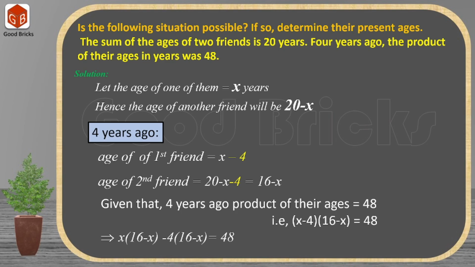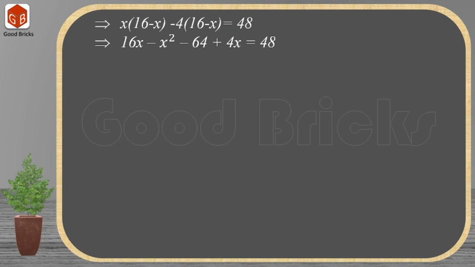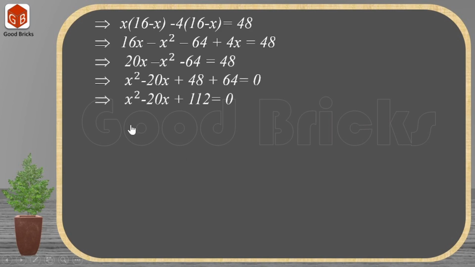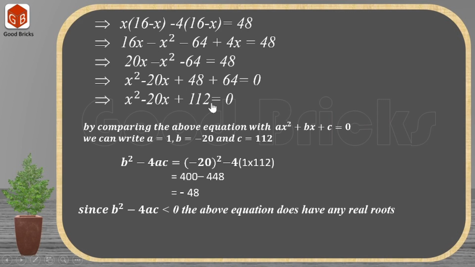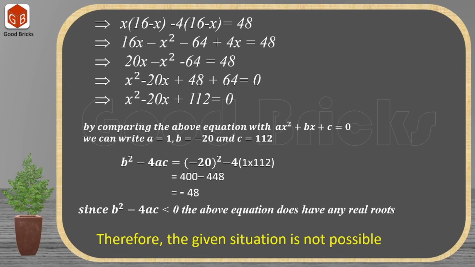Now you have to simplify, and after simplification you will get as shown here on the screen. So this is the final equation we got using the given situation. Now we need to check whether this situation is practically possible or not. For that, we are going to find the value of the discriminant of this equation. Now we got the value of discriminant is equal to minus 48, which is less than 0. It means this particular equation does not have any real roots. If there are no real roots, then we can say this situation is not practically possible.